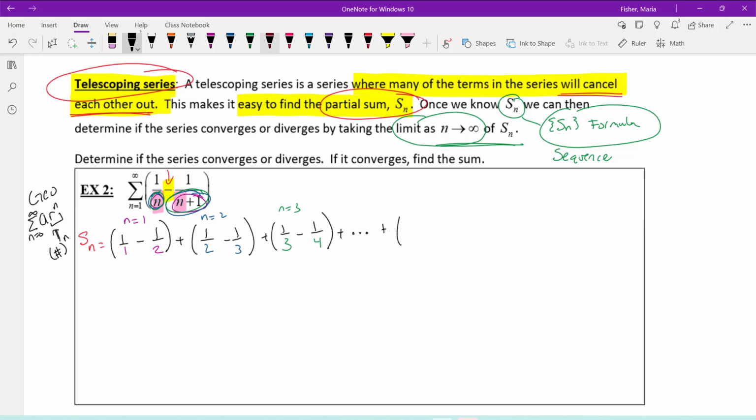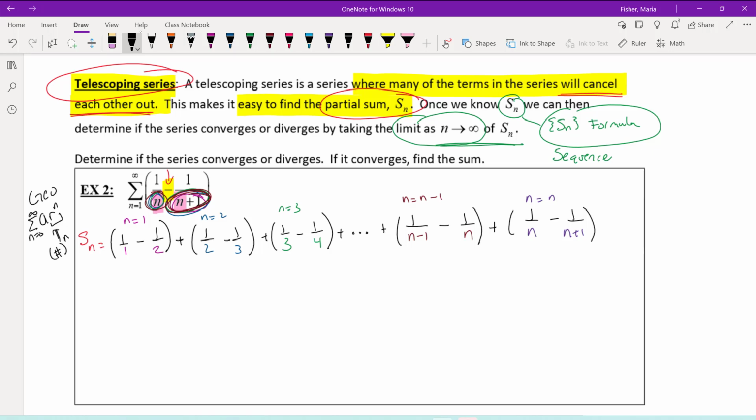Now let's do when n is equal to n minus 1. When n is equal to n minus 1, I would have 1 over n minus 1 minus 1 over, if I plug in an n minus 1 here, that becomes n minus 1 plus 1, which just cleans up to n, plus, now the nth term, when n is equal to n, and I would have 1 over n minus 1 over n plus 1.